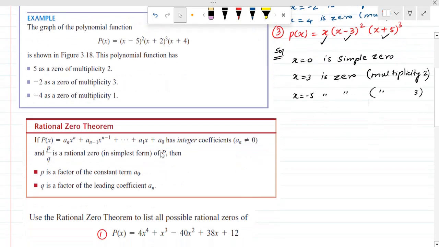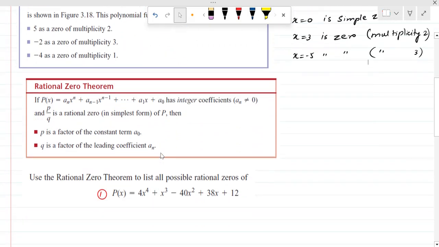The next topic is the rational zero theorem. What does the rational zero theorem say? If a polynomial is given and I want to find the possible zeros of the polynomial, I take the factors of the constant term. The factor of the constant term is my p. The factor of the leading coefficient is your q. Now I write p over q, and then you will have the possible zeros.